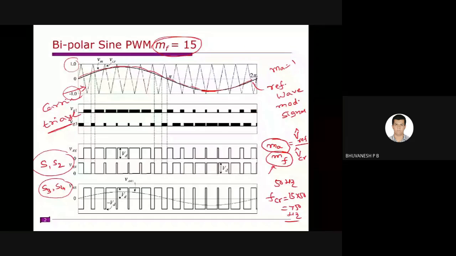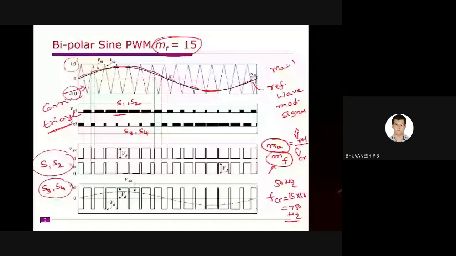So in case of this one, these are the switches corresponding to when it is greater than 1. These are switches corresponding to S1, S2, and this is corresponding to S3, S4.